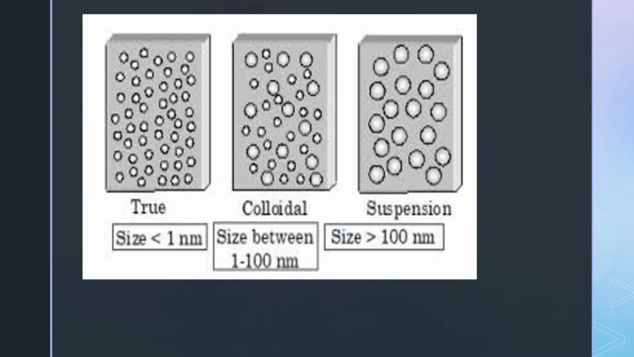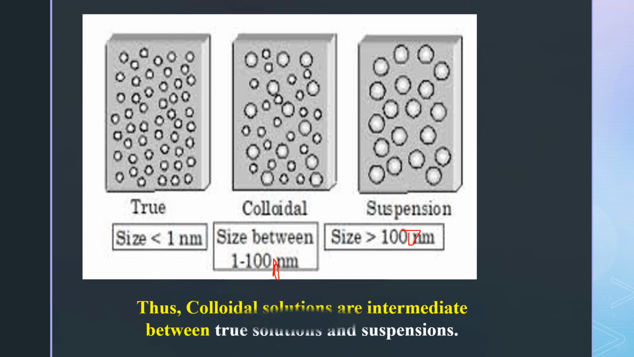This can be seen by the image also. Here the true solution size is less than 1 nanometer, suspension size is greater than 1000 nanometer, and for colloidal solution size is in between 1 to 1000 nanometer. So from here we can conclude that the colloidal solutions are intermediate between the true solutions and suspensions.